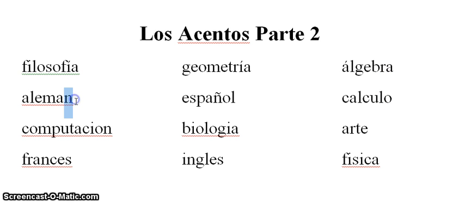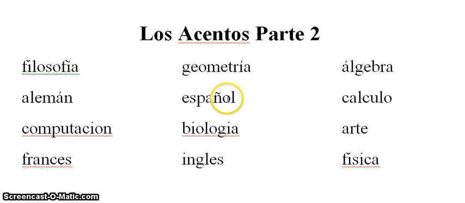Next word, ends in an N. Emphasis should be on the next to the last syllable, so it should be here. Alemán. But we don't say it that way, we say alemán. Breaks the rule. Accent mark there.